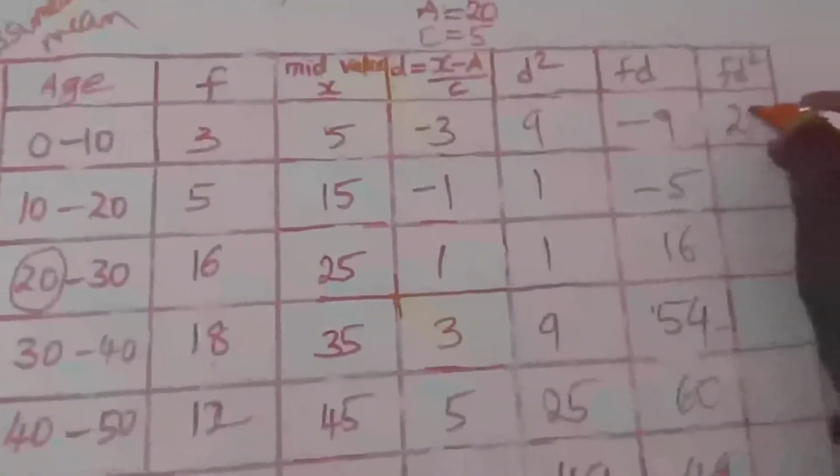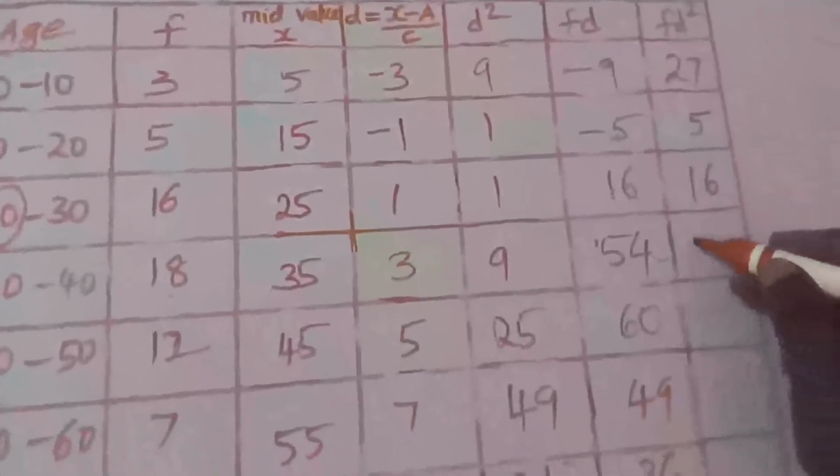So 27, 5, 16, 162, 300, 343, and 4 into 81, so 324. So now you have multiplied all these values. So this calculation part is over.